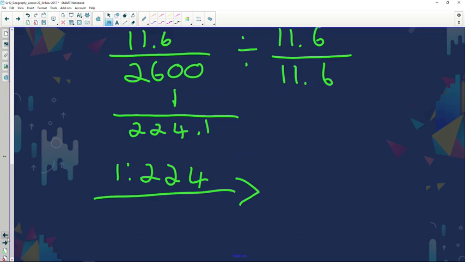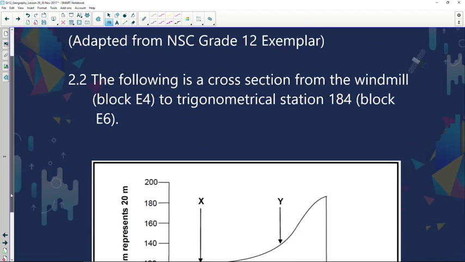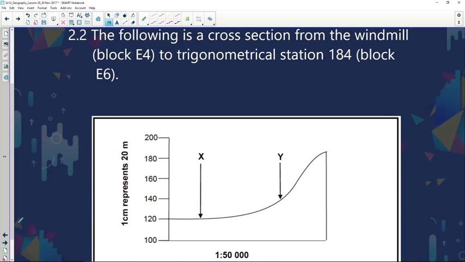Okay. Our next question is a cross section. The following is a cross section from the windmill in block E4 to the trig station 184. So basically what happened here, they actually constructed a cross section already for you.